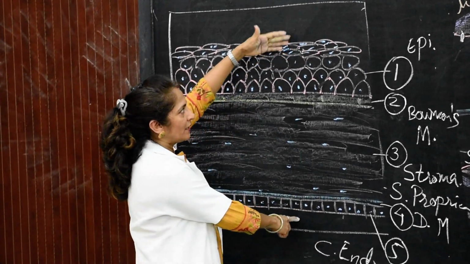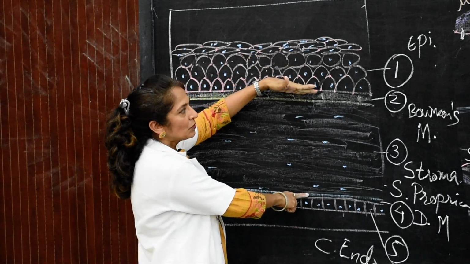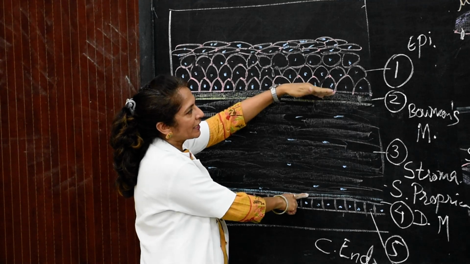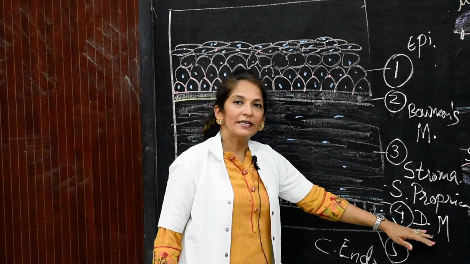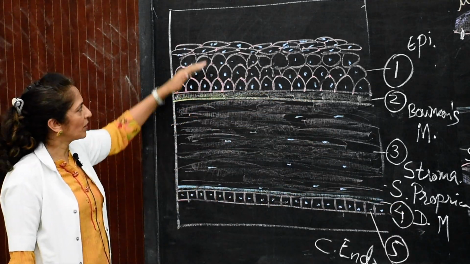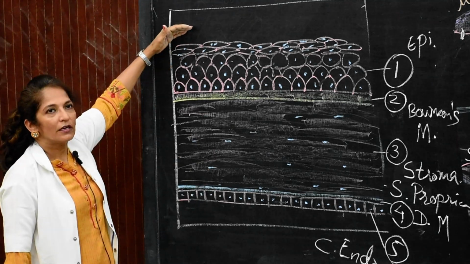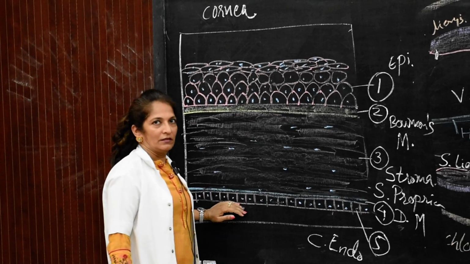So on each side, outer as well as inner side, epithelium, then two membranes, means external limiting membrane or Bowman's membrane, internal limiting membrane or Descemet's membrane, and the middle portion, the thickest layer, is the corneal stroma. So these are the layers of cornea from the outer to the inner aspect.